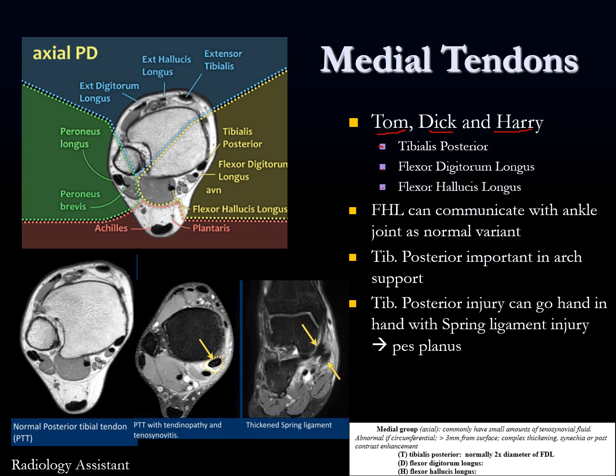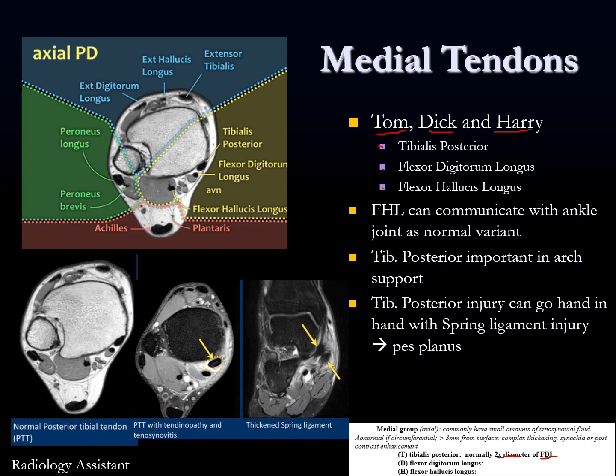And the tibialis posterior is the most important tendon in arch support. The general rule is that the tibialis posterior can be at least up to 2 times the diameter of the adjacent flexor digitorum longus. But otherwise, if you're looking at thickening or increased T2 signal in the tibialis posterior, you're thinking about tendinosis.